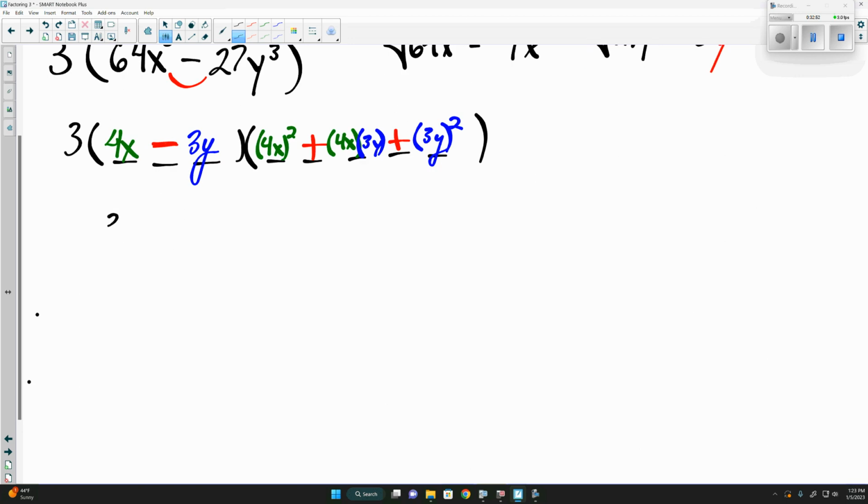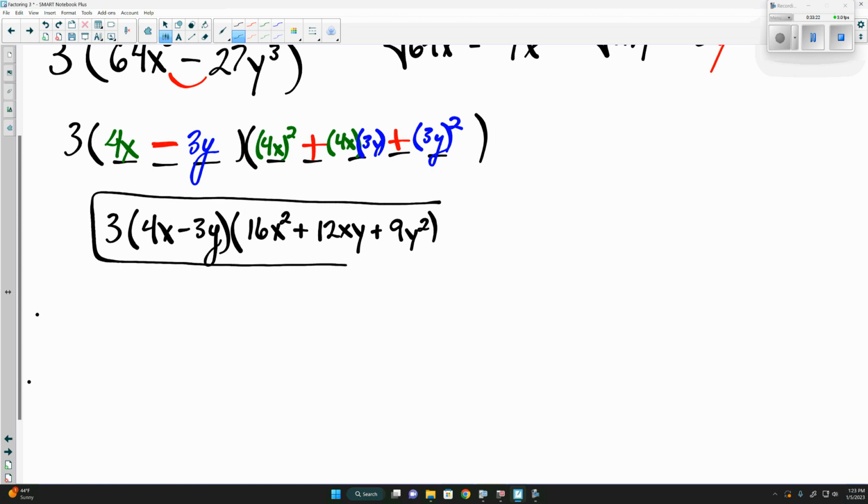And if we simplify this, we get 3 times 4x minus 3y times 4x squared. Well, 4 squared is 16x squared plus 4x times 3y. 4 times 3 is 12. And we have xy. Lastly, we have plus 3y squared. Well, 3 squared is 9. And y squared is, well, y squared. And that's it.